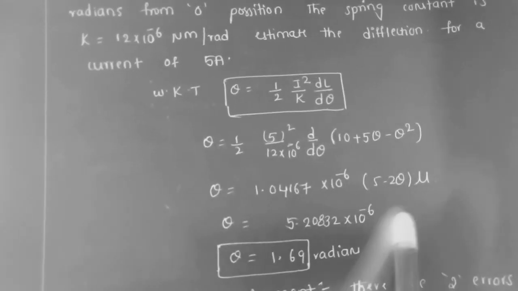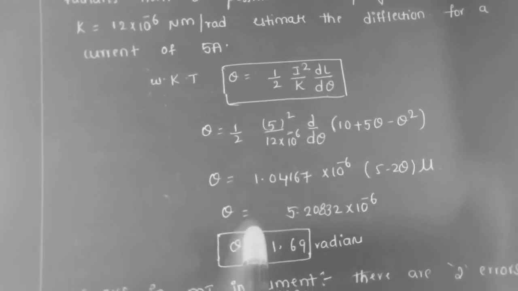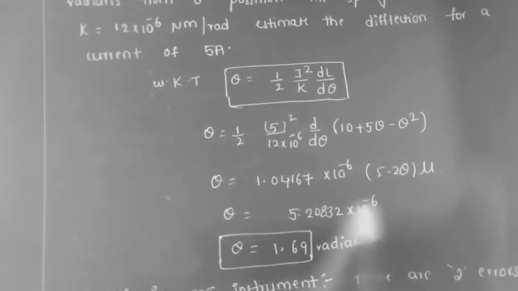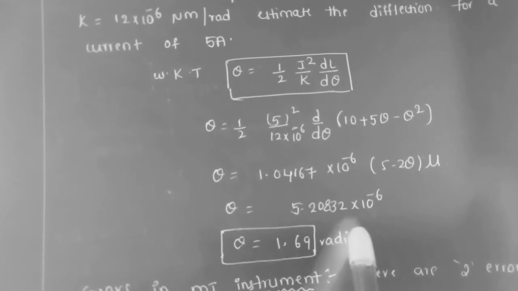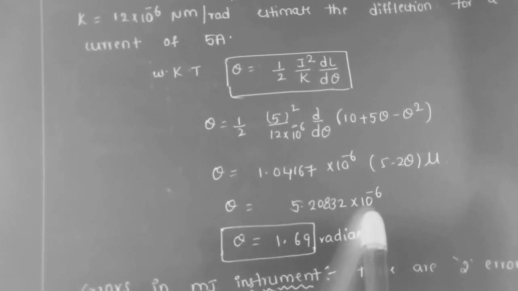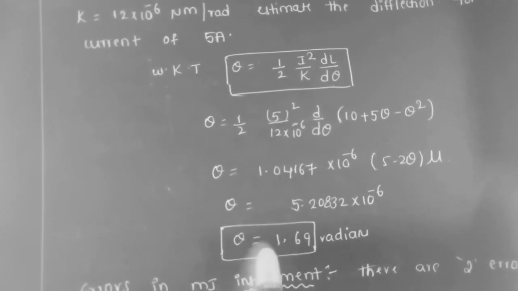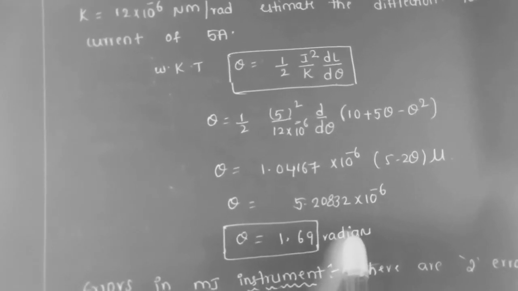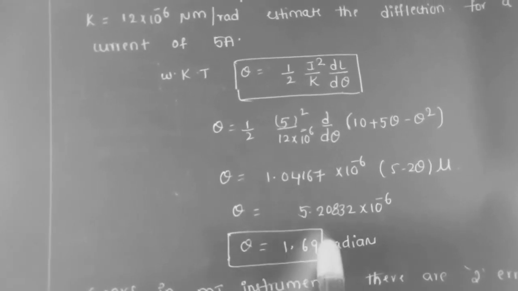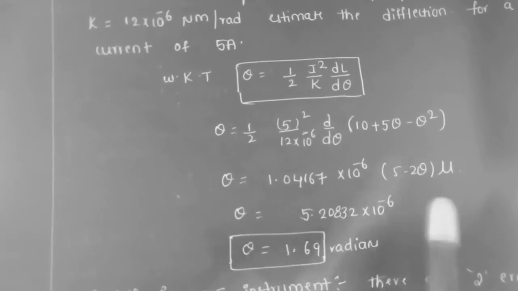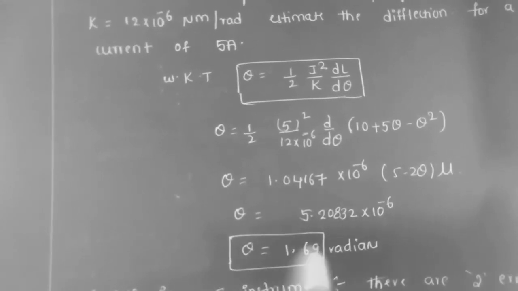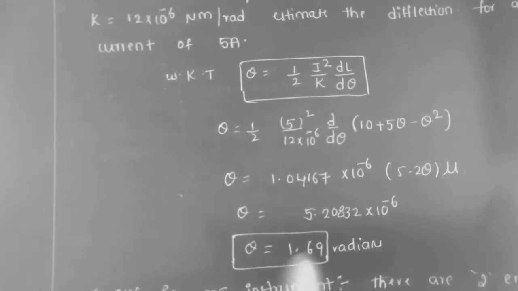Microhenries it is. Theta equals, if you calculate this value, 5.20832 into 10 power minus 6, therefore theta equals 1.69 radian. This is the angle of deflection. If you want to convert this into degrees, we can convert radians into degrees.